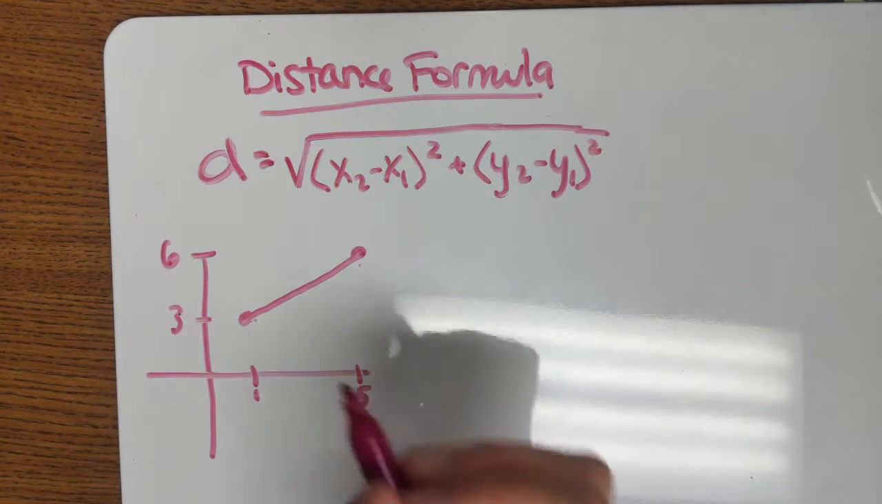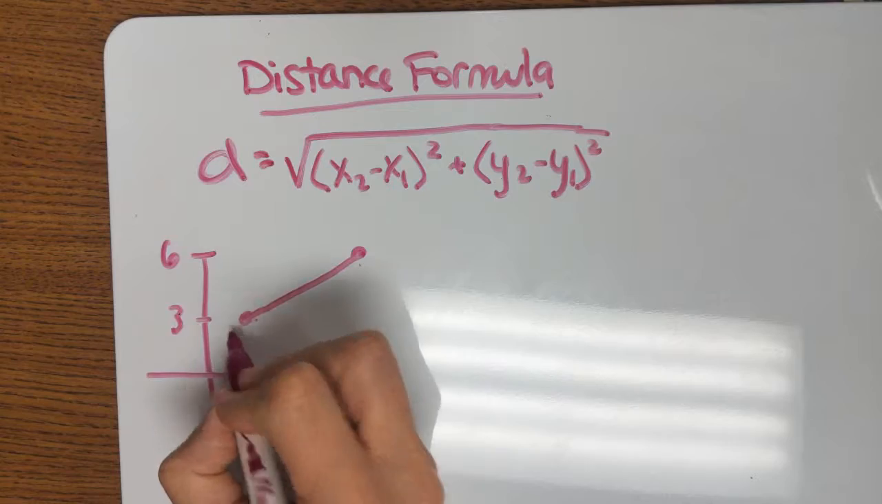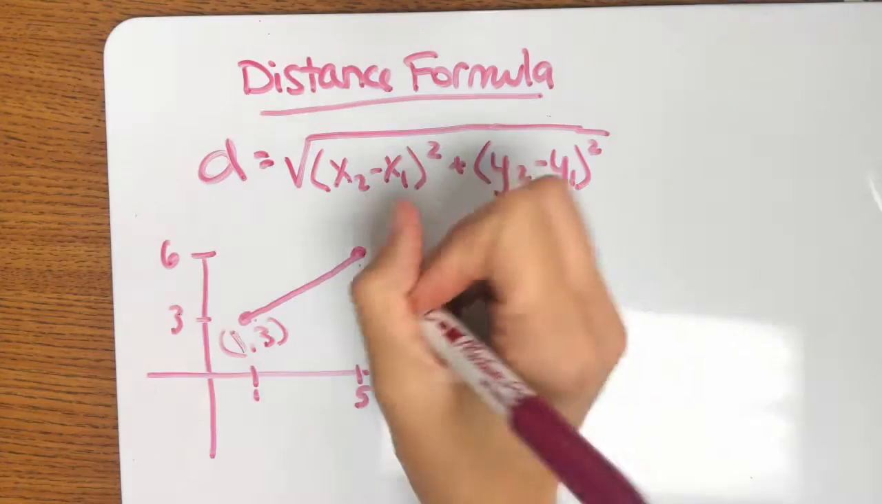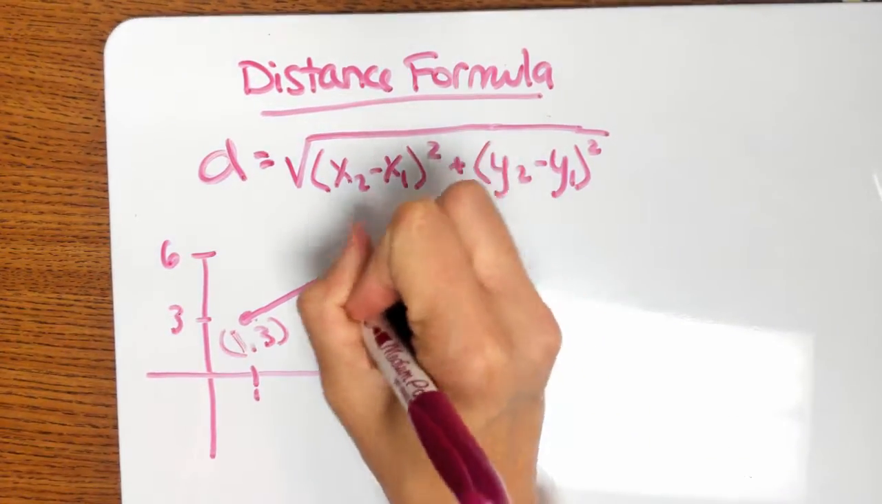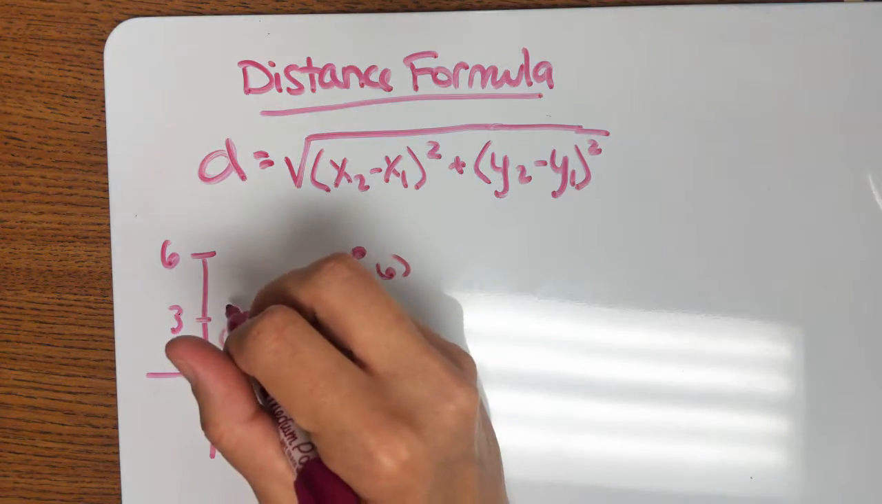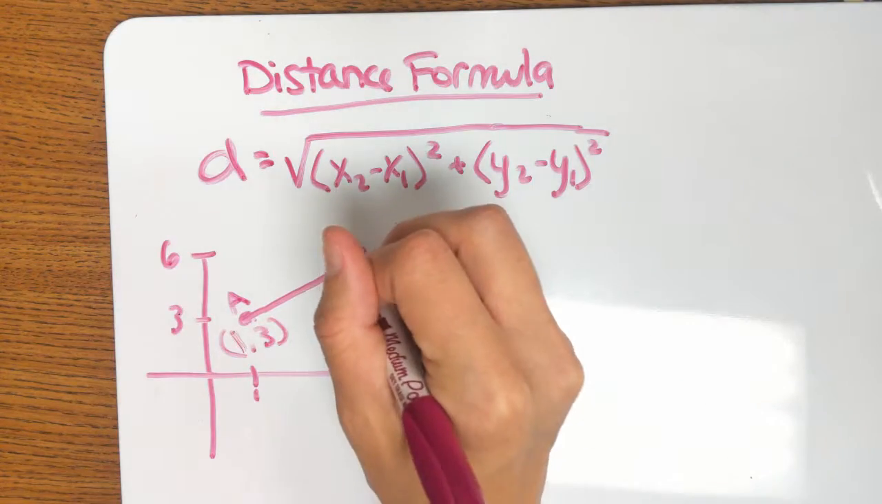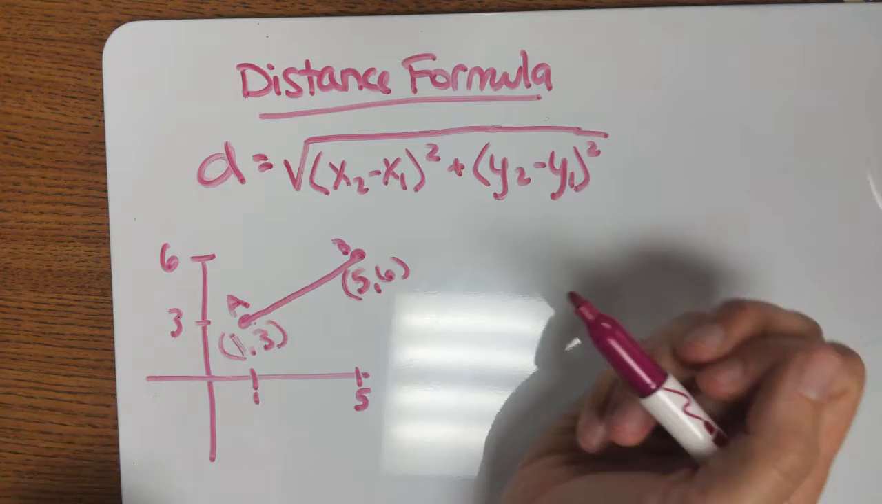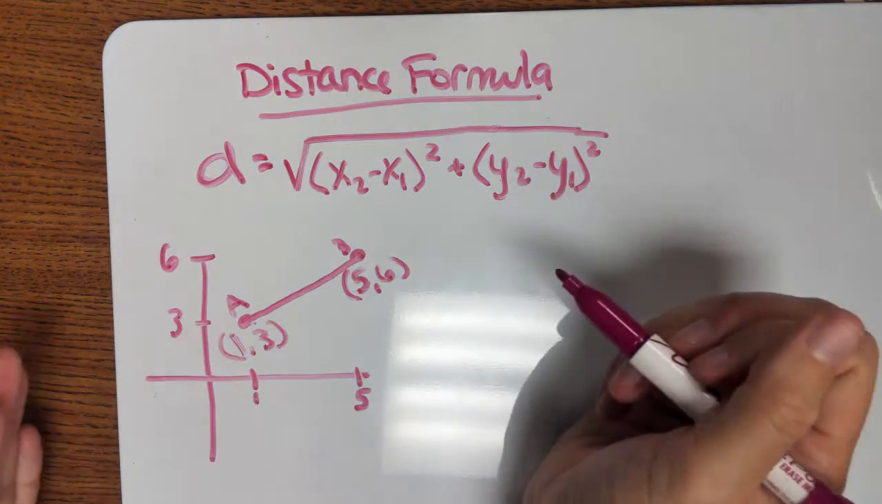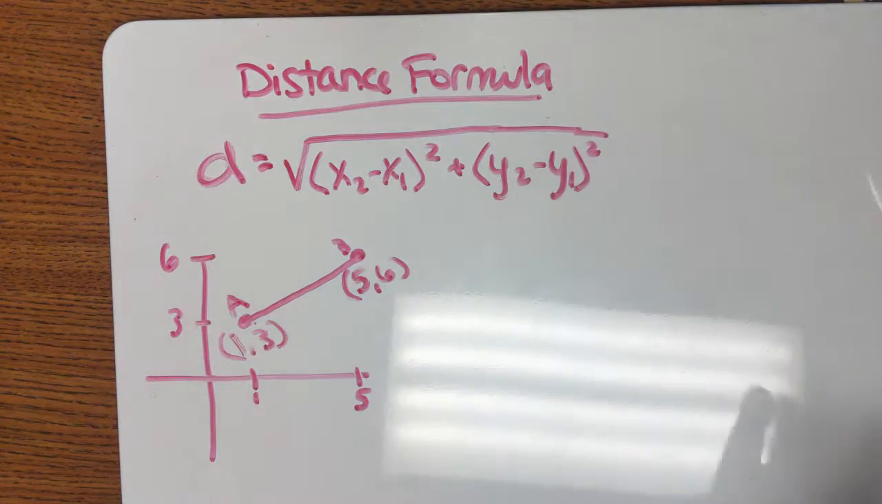You have to know the coordinates. So this point was 1, 3. This point was 5, 6. So we started at A and we went to B. Now obviously, let me back up. If this was a straight line, you could count. Because it's a diagonal, that's where we got to use the distance formula.